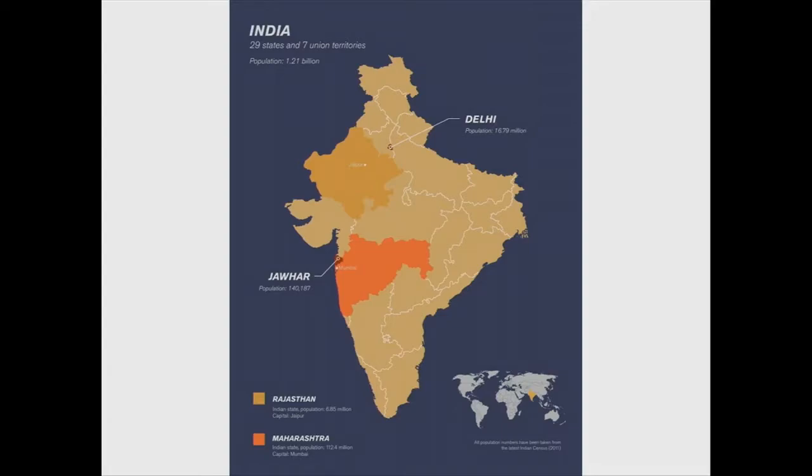Any questions about this map or that rough description? No? Okay.